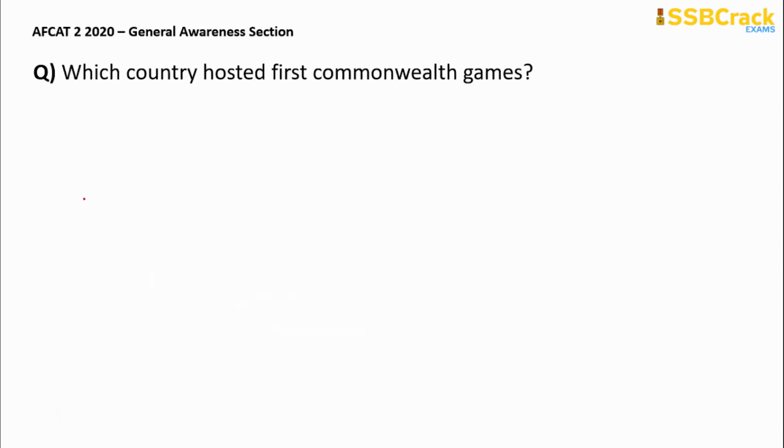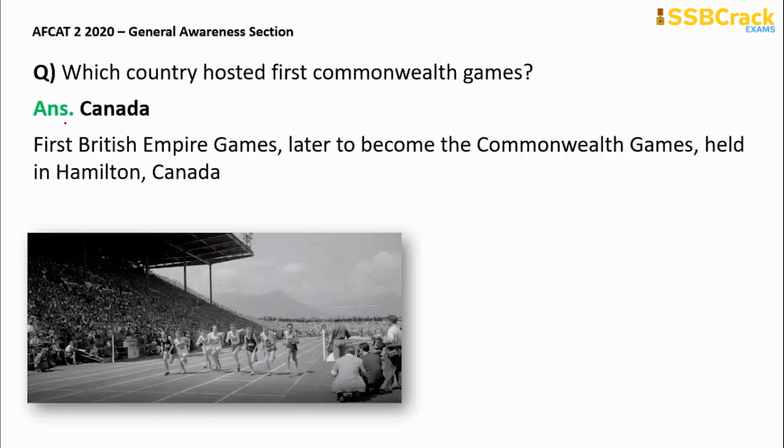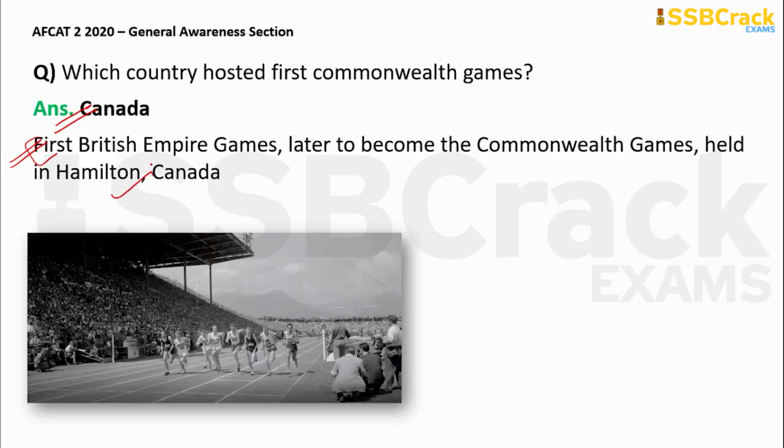Now, moving ahead, next question, which country hosted the first Commonwealth Games? Again, a very easy, very direct question. The answer is Canada. Canada was the country where the first Commonwealth Games were held, that is the first British Empire Games. Later, it was known as the Commonwealth Games. They were held in Hamilton, Canada.